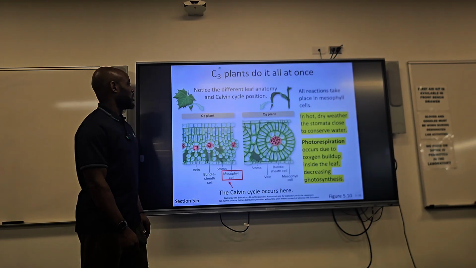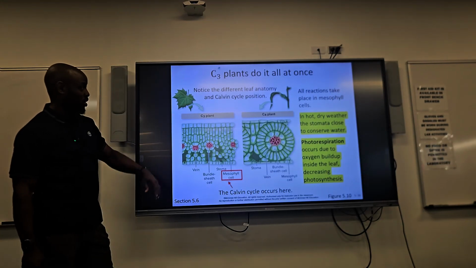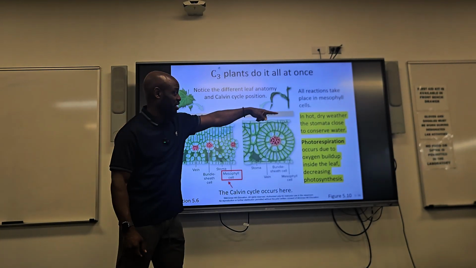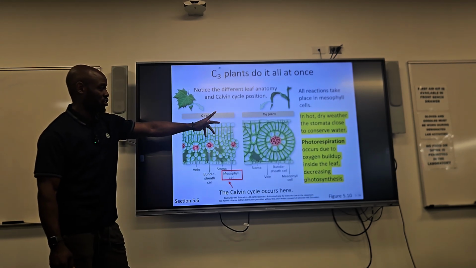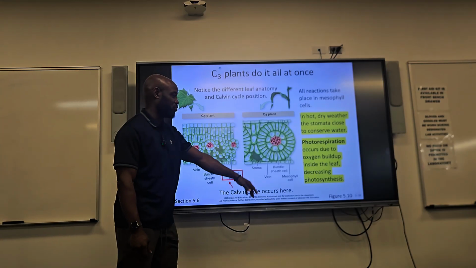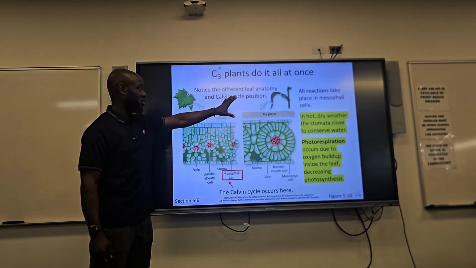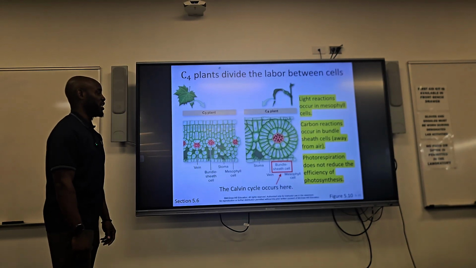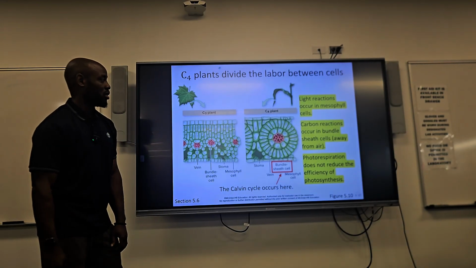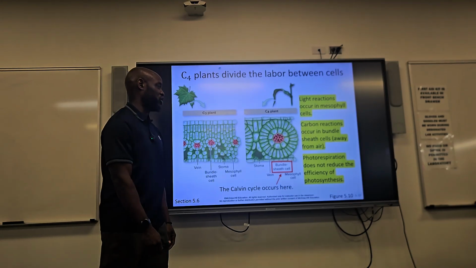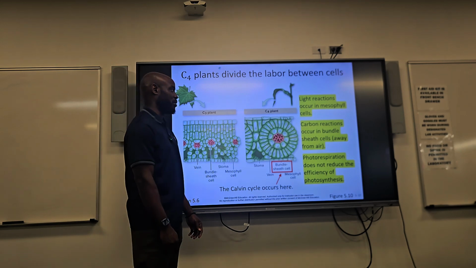All right, so the C3 plants, one type of plant can do it all at once. All reactions take place in the mesophyll cells. In hot and dry weather, the stomata are closed to conserve water. Photorespiration occurs due to the oxygen buildup inside the leaf, decreasing photosynthesis. So in these, it all happens at once, versus C4 plants that can survive in a little bit different environments. The carbon reactions can occur in bundle sheath cells away from the air. So they can do it at different times in different places.